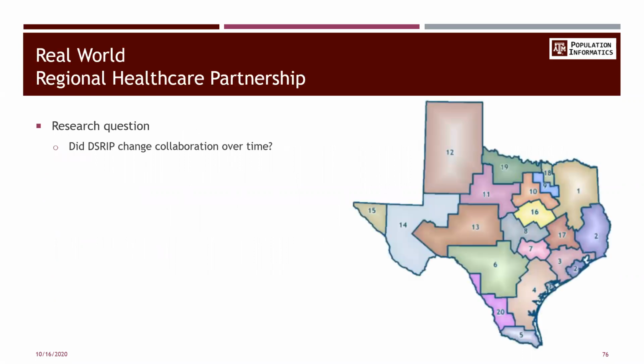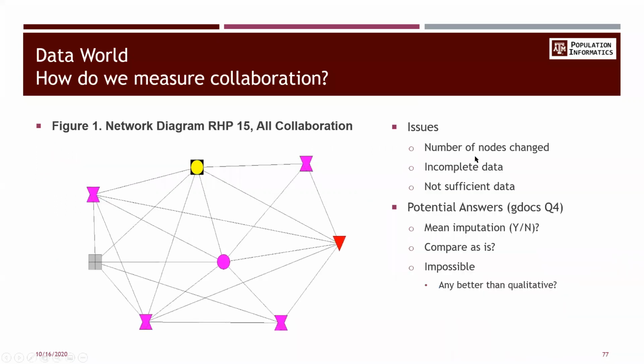So, a simple question, trying to do this. Here's how I did it. The issues are that the number of nodes changes over time, I have incomplete data, and I don't have sufficient data, because of the nature of the problem, to do simulations. And the Q4 was, I was going to ask people in this group who is comfortable with doing mean imputation, or, I'm actually having an even more difficult time saying it is okay to compare two networks with different numbers of nodes.